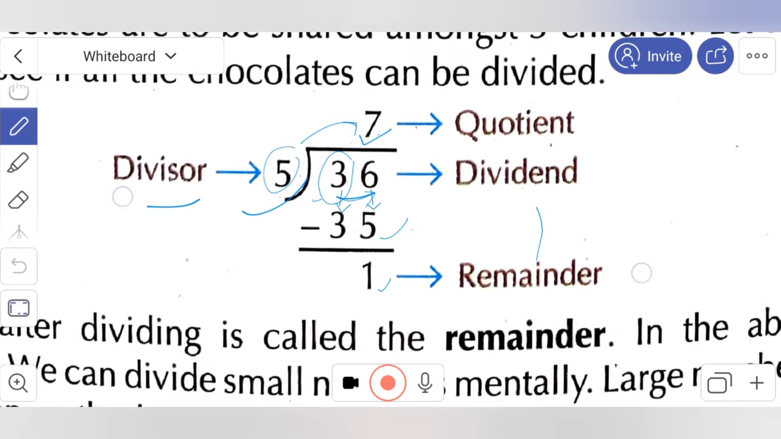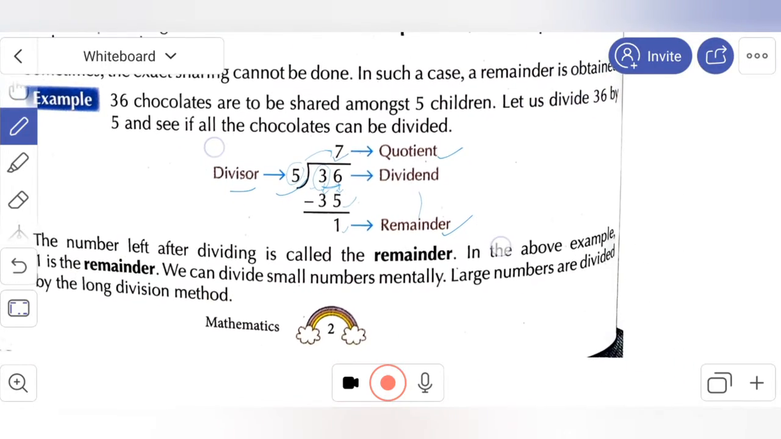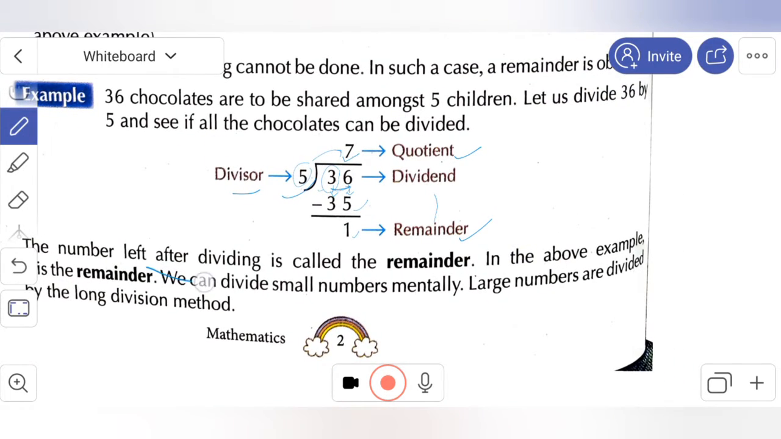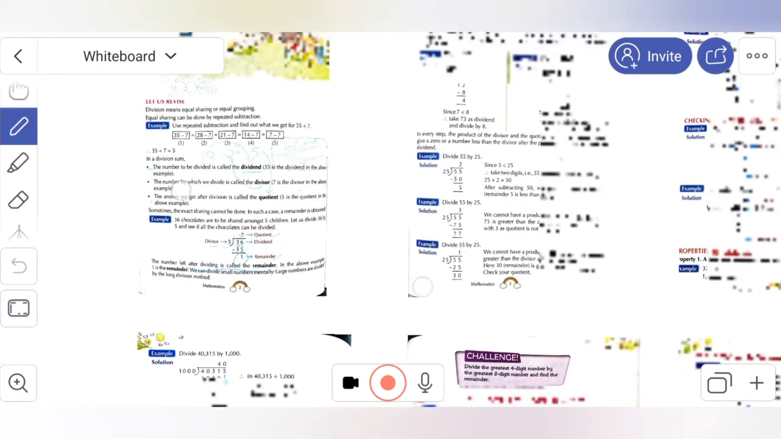So here in this question, how much did we get? 5 divide 36, we got 7 as the quotient, and 1 is the remainder. So the number which is left after dividing is called the remainder. So now this 1 is left. Yes, so this is called the remainder. Now let's proceed to the exercise.